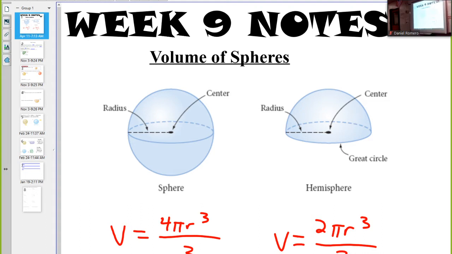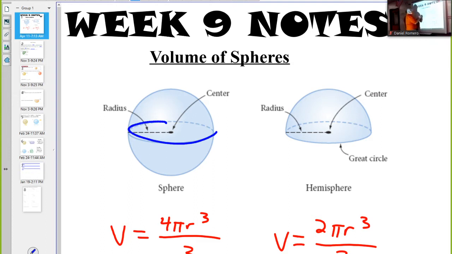Also, the hemisphere. A hemisphere is basically what you get if you cut a sphere in half. This diagram shows you that the way you get a sphere is by picking a point in the middle, and then going in every single direction from that center, all the points that are equally distant to that center are what make the sphere, as opposed to a circle.